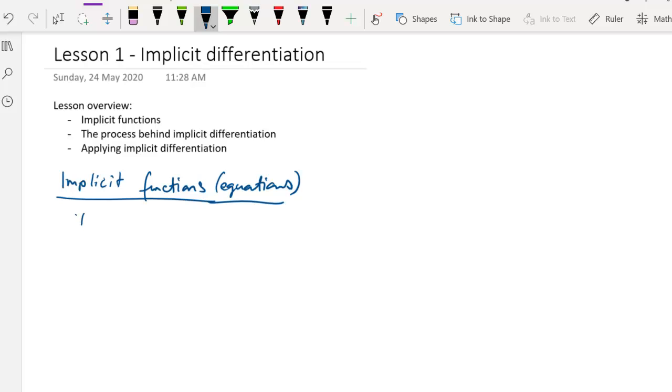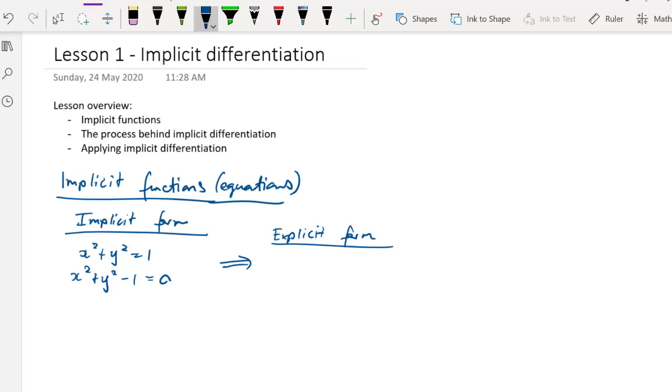So for a circle, an implicit form would be x squared plus y squared is equal to 1, or x squared plus y squared take 1 is equal to 0. So this is a circle with a radius of 1. The implicit form is that we've got neither of these variables isolated, where if we were to look at that in the explicit form, we could isolate y, and we would have y squared is equal to 1 take x squared, and y is equal to plus or minus the square root of 1 take x squared. So we've got two different forms of this same relation, the implicit form and the explicit form.